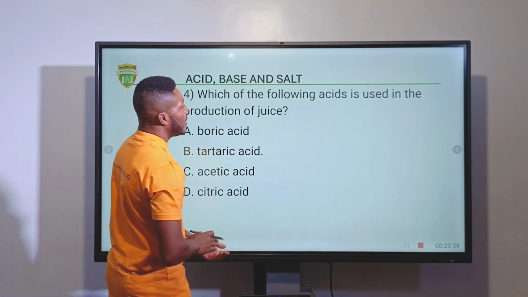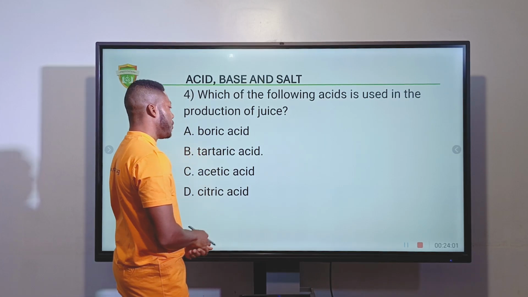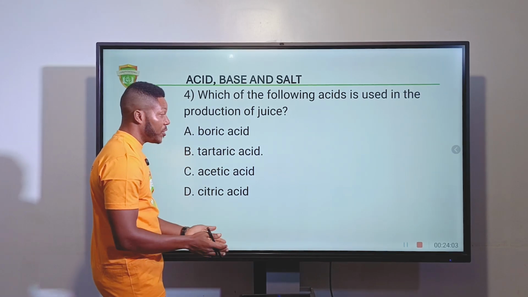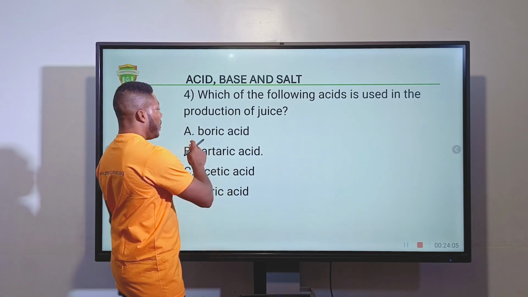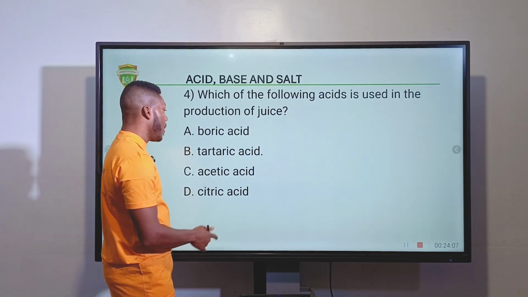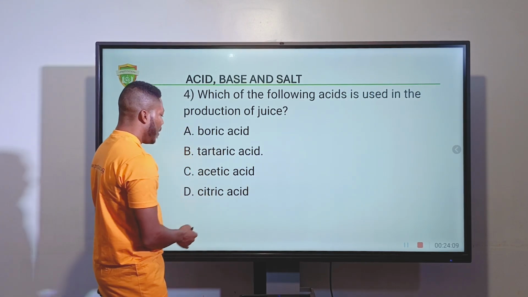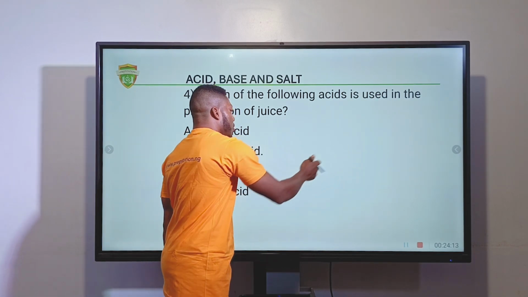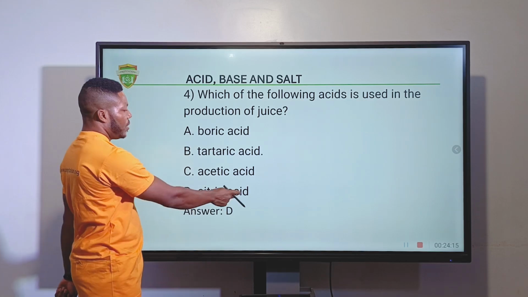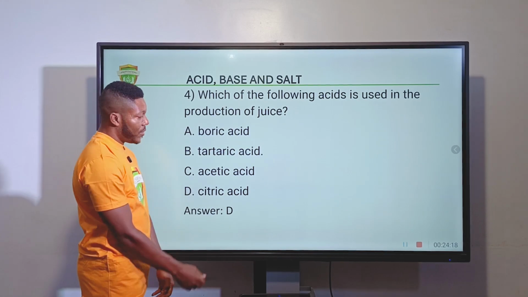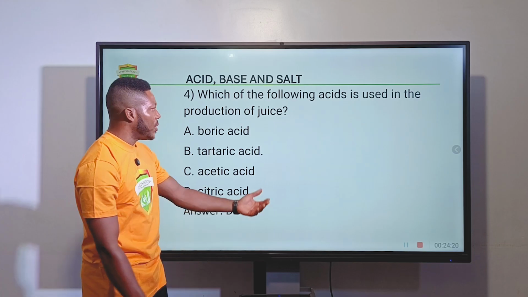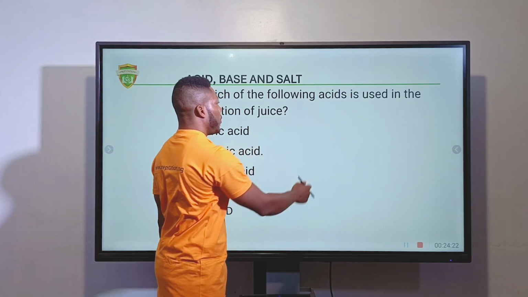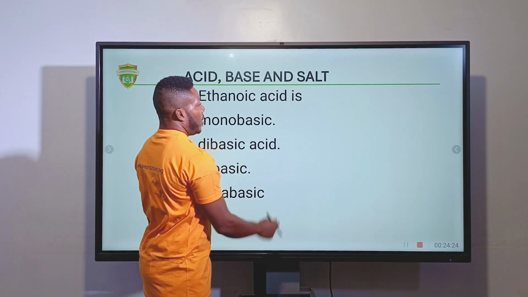Now, number 4. Which of the following acids is used in production of juice? This one is very simple and straightforward. Would it be boric acid? No. Tartaric? No. Acetic? From the word citric. Citric means orange. So looking at the options, the answer is D. Most of us drink juice. So it is citric acid that is used in making most of the juice we are taking every day.